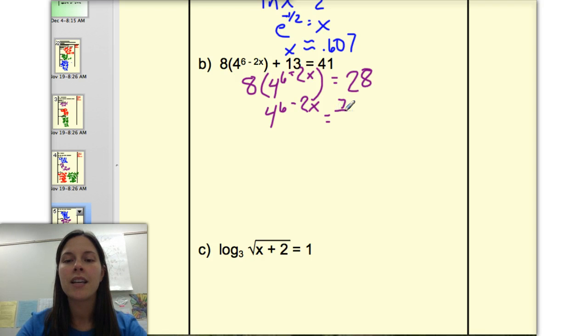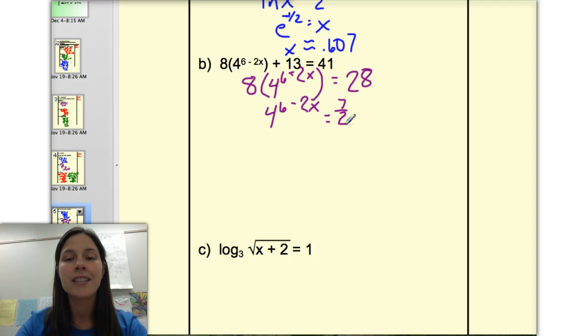I'm going to leave this in as exact form as I can until I get to the end and punch everything in on my calculator. So here, now that we have our exponential isolated, is where we have those two options, like I showed you on example C from the previous one. You can take the log of both sides, you can take the natural log of both sides, or you can take log base 4 of both sides.